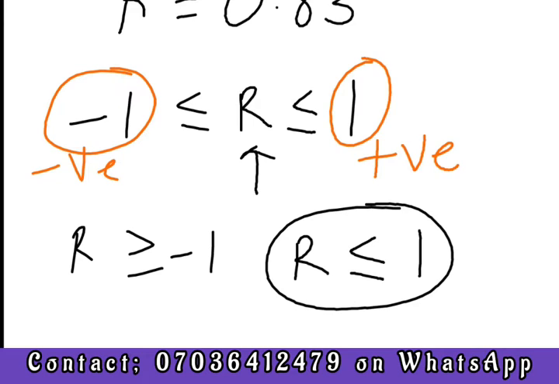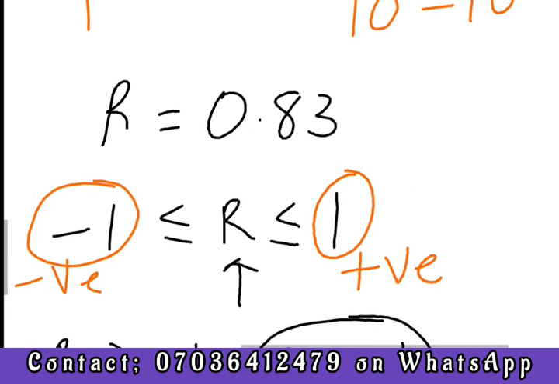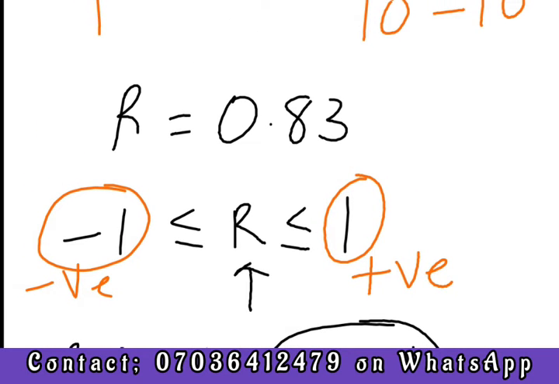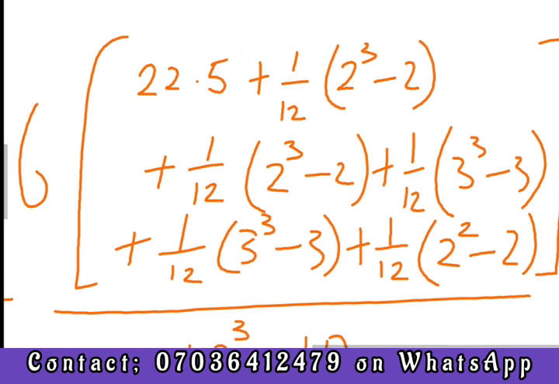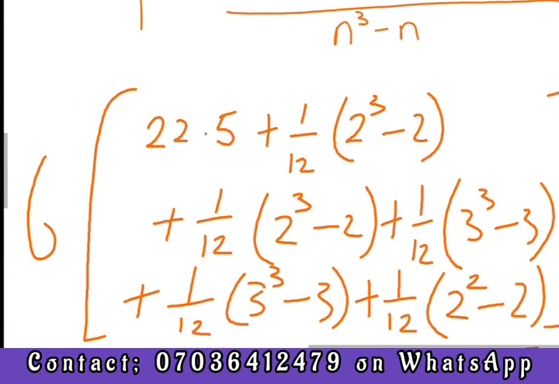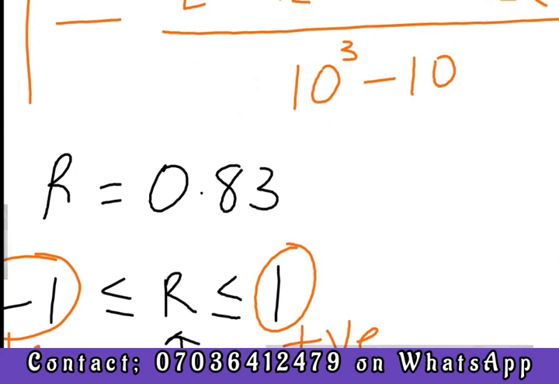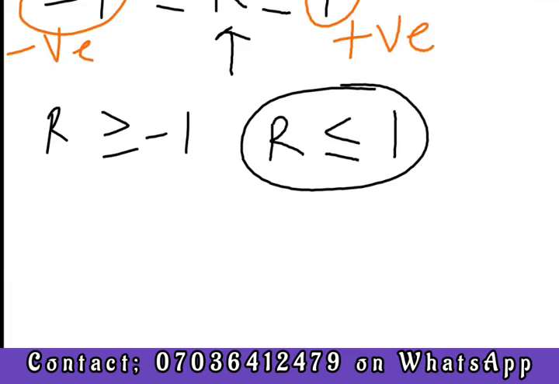So now the answer we got is 0.83. Now we're going to use the Karl Pearson's method and see if it will also give us the same answer or an answer in the same range of 0.83.